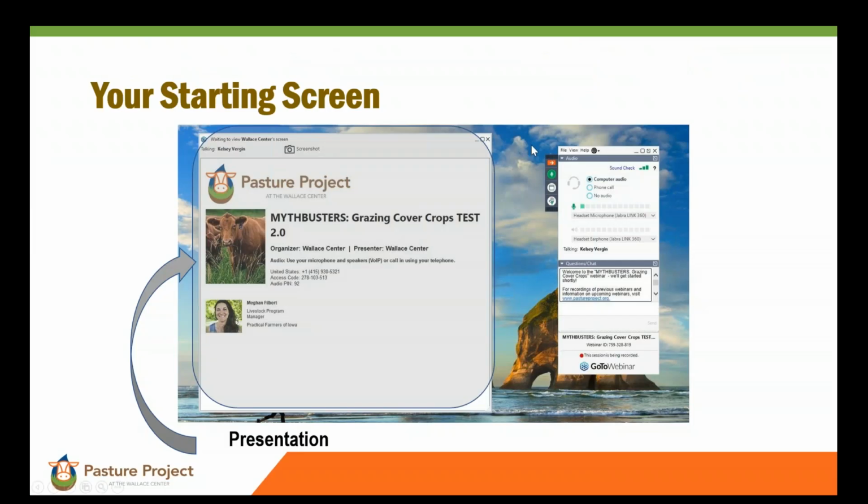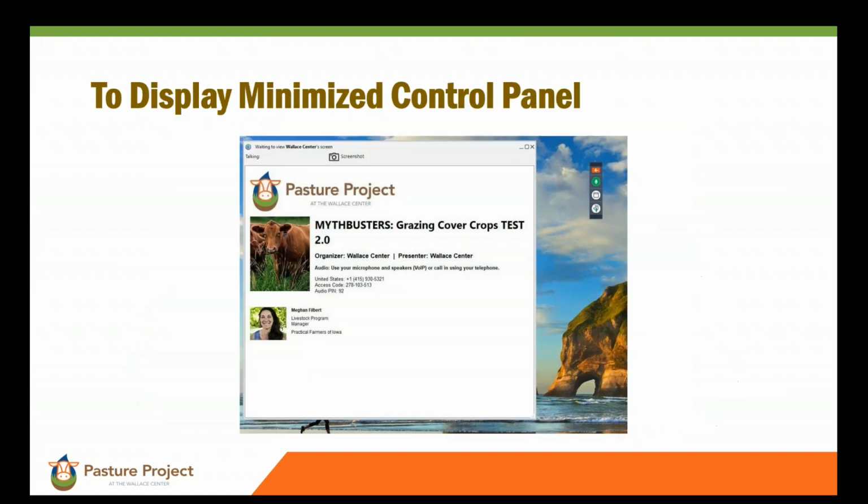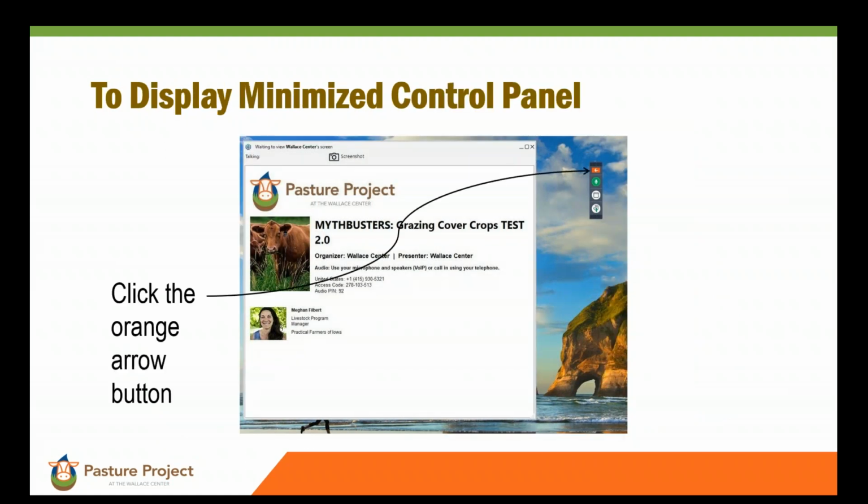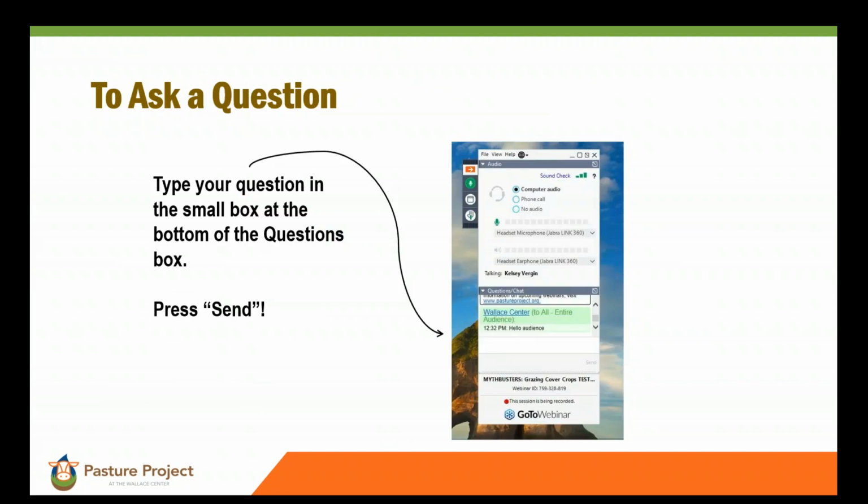In terms of the webinar technology, you should see the GoToWebinar control panel on the side of your screen. It should look something like this, with the presentation on the left and the control panel on the right. You can minimize and maximize by clicking the orange arrow at the top. You'll want to use your control panel during the presentation, so it's best to keep it maximized.